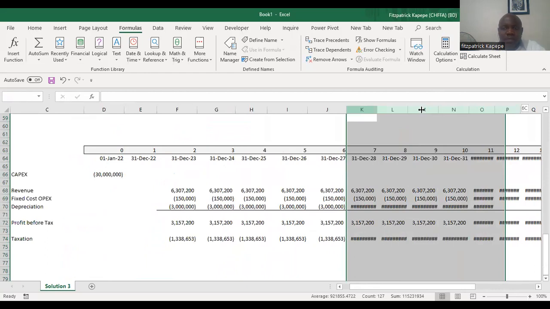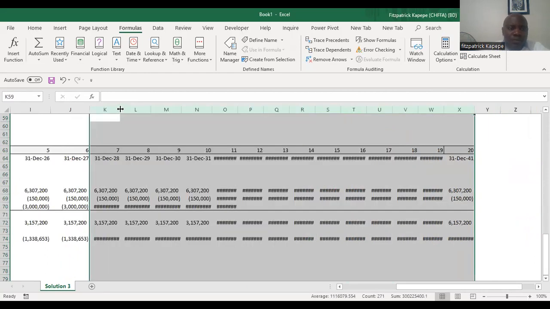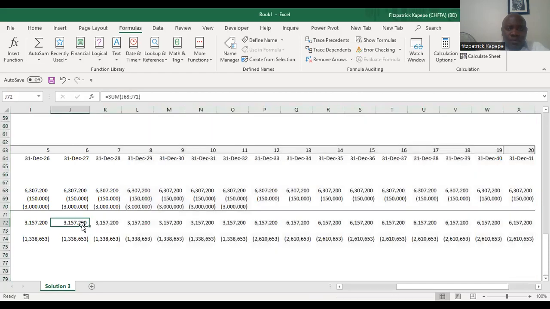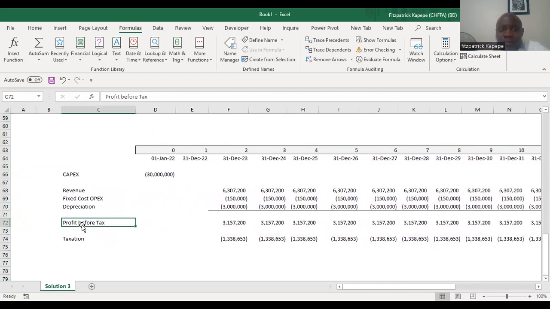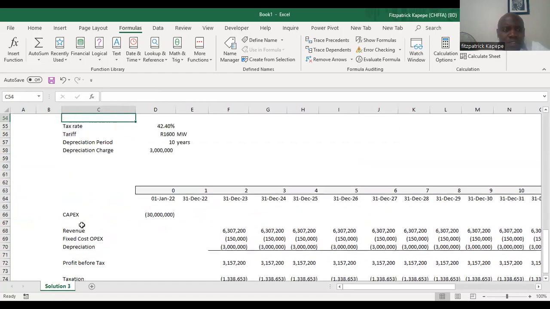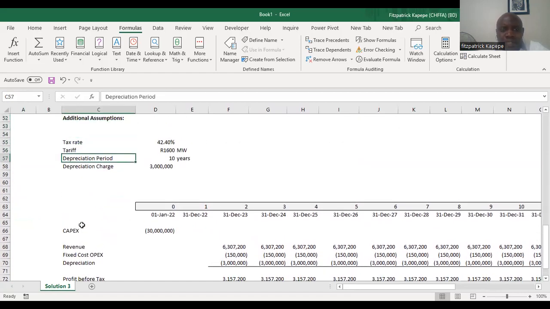We're under depreciation. Let me just explain on depreciation. I know your internet is not that good. The depreciation period we are given in the question. Remember that we have it somewhere here.